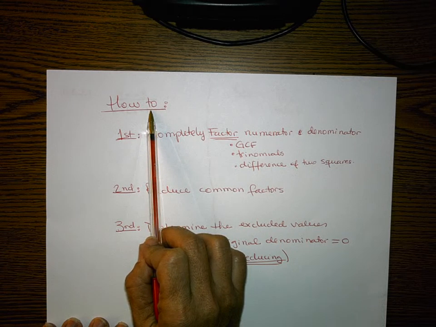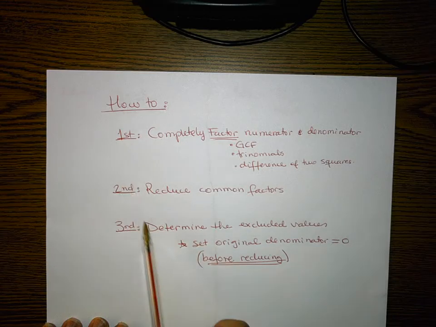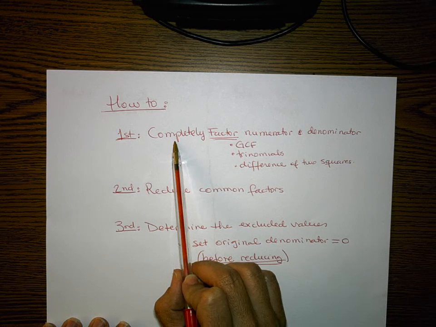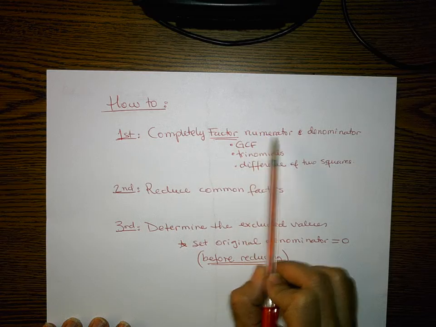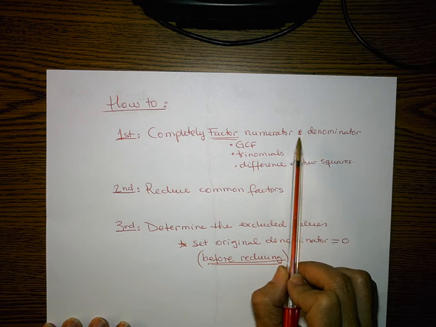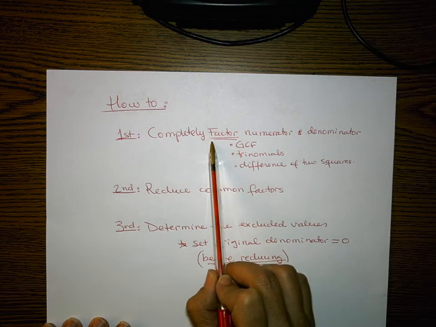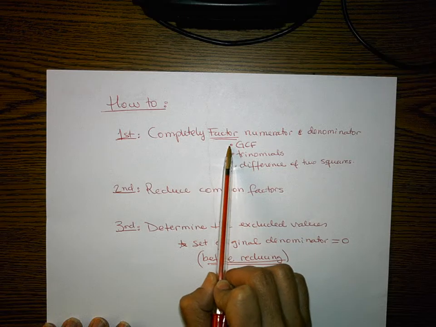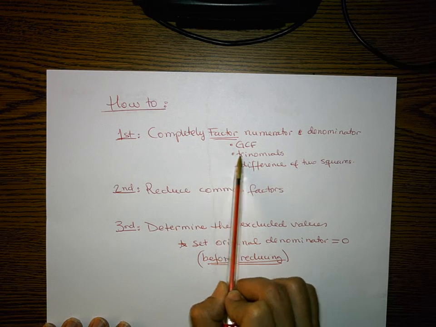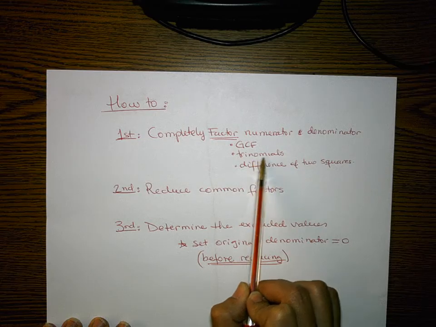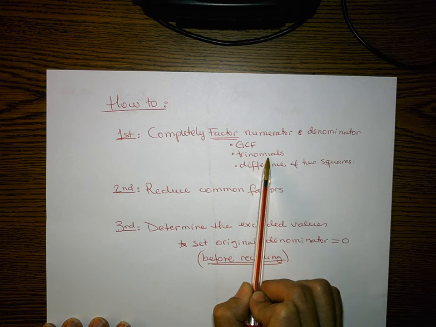What are the steps I need to take to be able to simplify? Well, first, and most importantly, you need to completely factor both the numerator and the denominator. You need to factor it completely. Now, when I say factor, you have to be able to use all the skills that you have of factoring. First thing you do is you look for GCF, and then is it a trinomial? Then you need to figure out how to factor a trinomial. You can use any method you want.